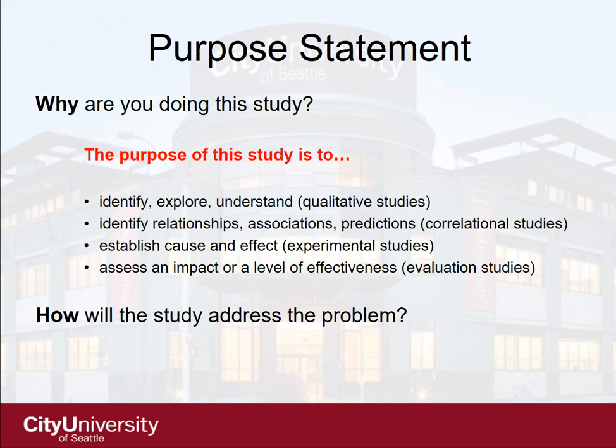The next component of your prospectus is going to be the purpose statement. The purpose statement asks why you are doing this study. You would use the words, the purpose of the study is, on the dissertation prospectus table. The purpose of the study is to identify, explore, and understand, and so on. That would be leaning toward a qualitative study. Perhaps the purpose of the study is to identify relationships, associations, predictions. It's to predict that. It's to identify the relationship between, that's a correlational study.